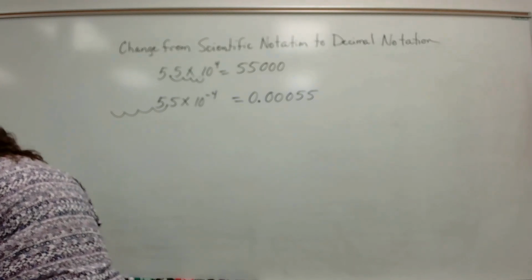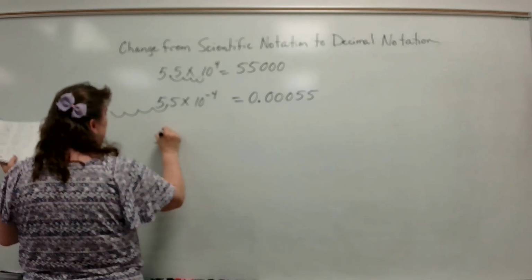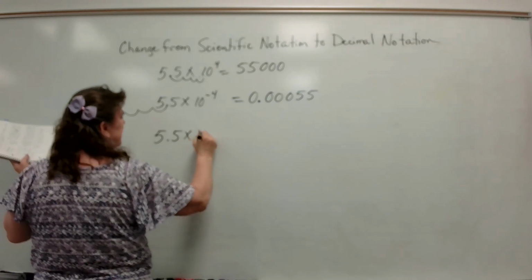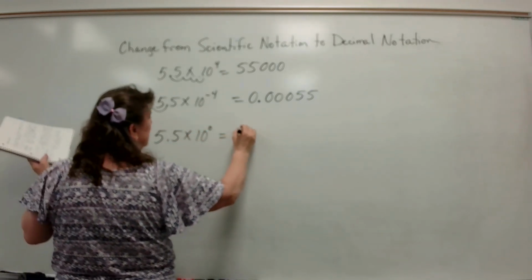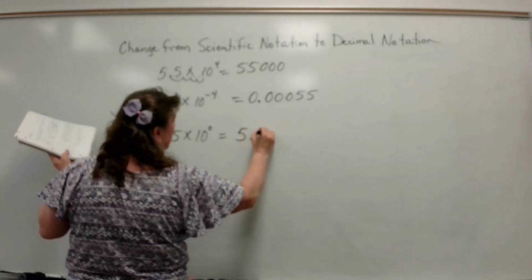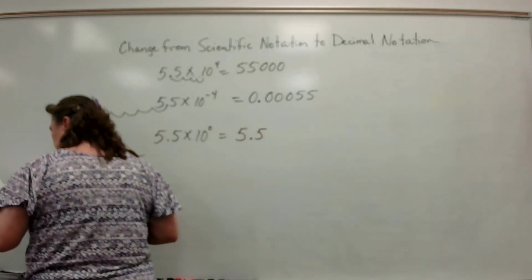Okay? And how about this one? 5.5 times 10 to the 0. That 0 says there's no movement of the decimal, so therefore this is just simply 5.5.